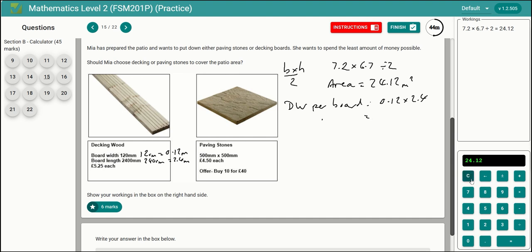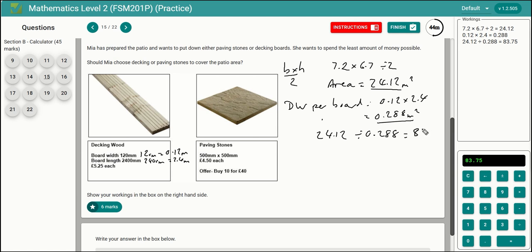So again, let's grab the calculator. 0.12 multiplied by 2.4, and that is 0.288 square meters. So how many boards do we need to cover 24.12? Well, the calculation is 24.12 divided by 0.288. Okay, so let's grab the calculator again. 24.12 divided by 0.288. So we need 83.75 boards, but we can't buy 3/4 of a board. We'll call that 84 boards.